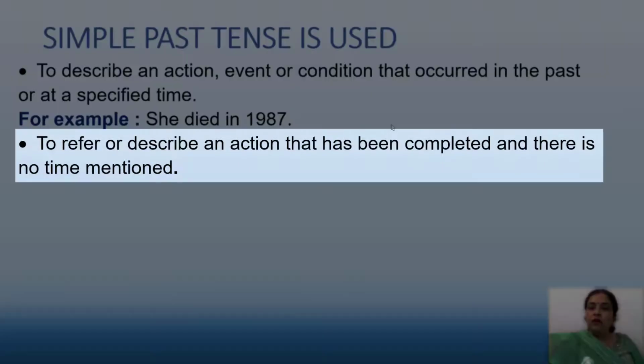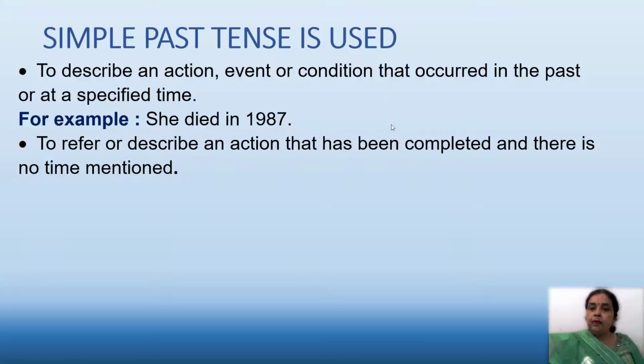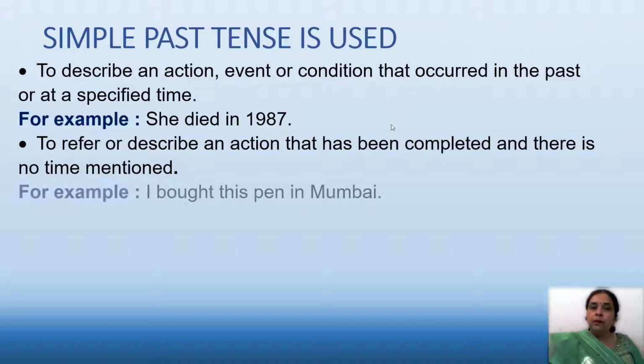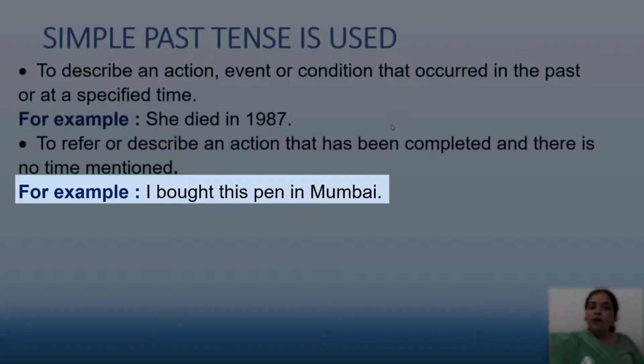Next use is to refer to or describe an action that has been completed and there is no time mentioned. In the previous example, time is mentioned, but if time is not mentioned but the work has been done in the past, then also we use simple past tense. I bought this pen in Mumbai.